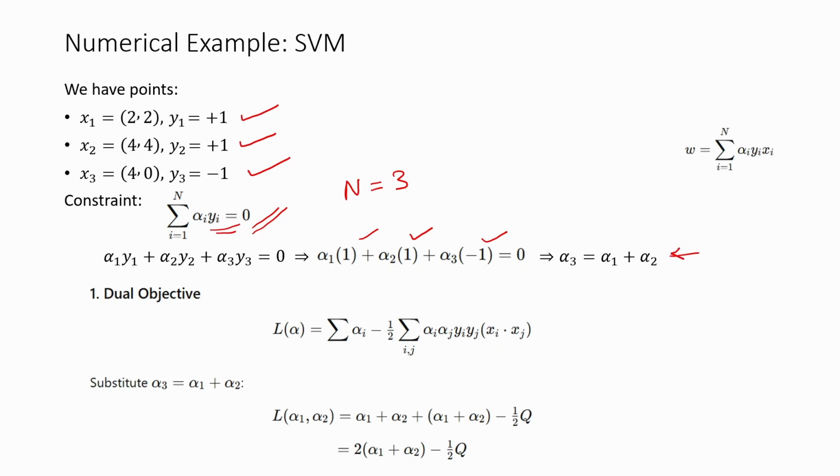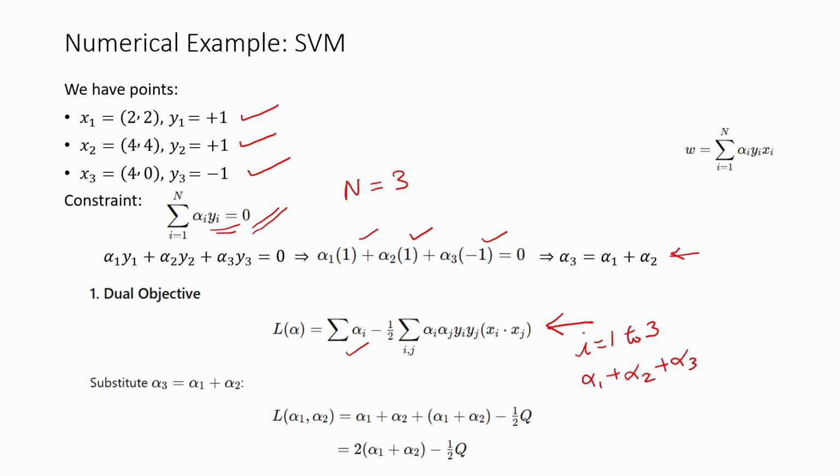So what is the dual objective for this SVM? We already know the Lagrangian function: L(alpha) is equal to summation alpha i minus half summation alpha i alpha j yi yj xi dot xj. This is the generalized equation. Here i is from 1 to 3. Substituting, for the first term we will get alpha 1 plus alpha 2 plus alpha 3.